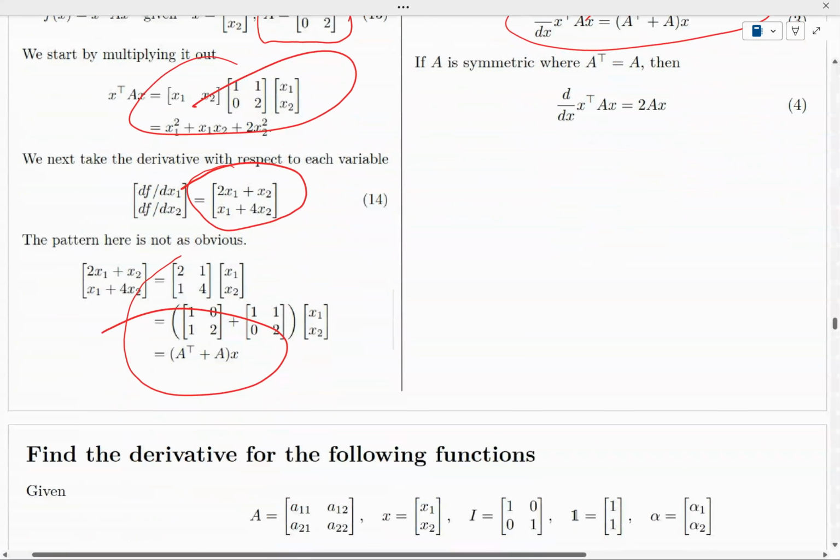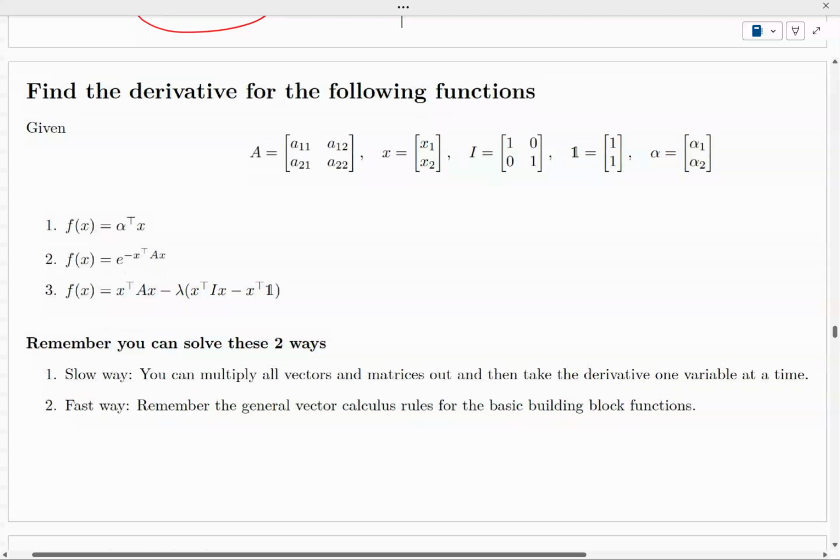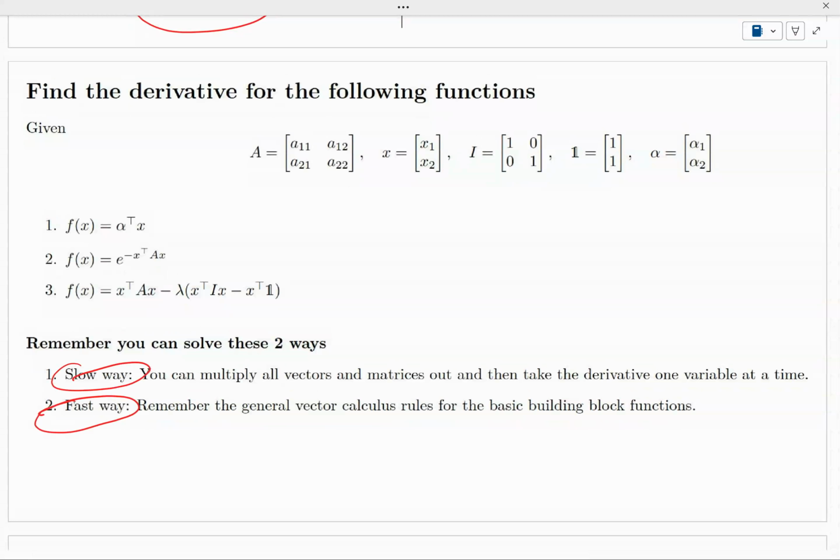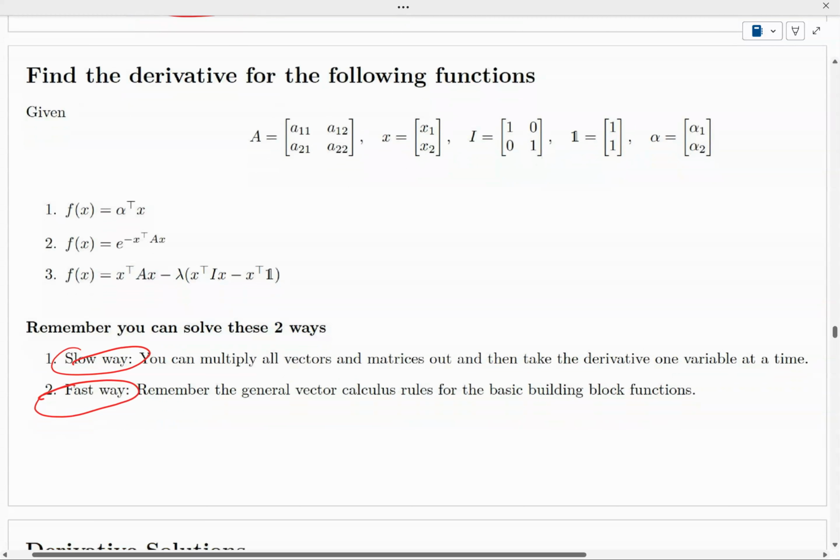Okay? All right. Here are 3 more questions. Let's take a second and see if you can solve these. Ideally, you don't use the slow way. You try the fast way because you remember what they are. But if you get stuck, you can always fall back on the slower way of the 3-step process. Okay? Pause the video. We're going to go on.